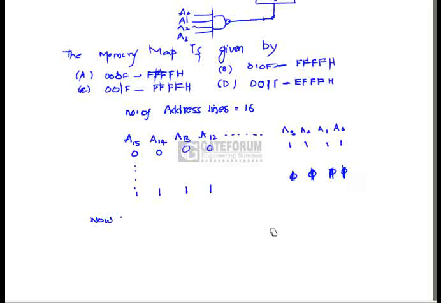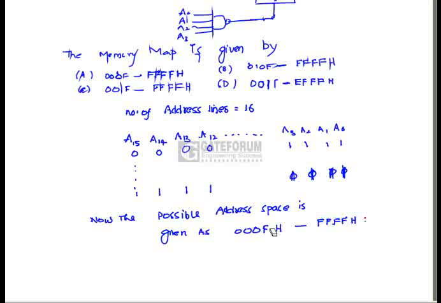Now the possible address space is given as 000FH to FFFH. Option is equal to A.